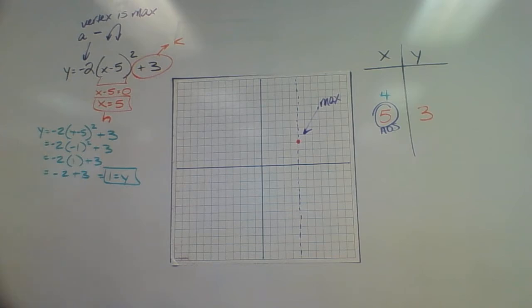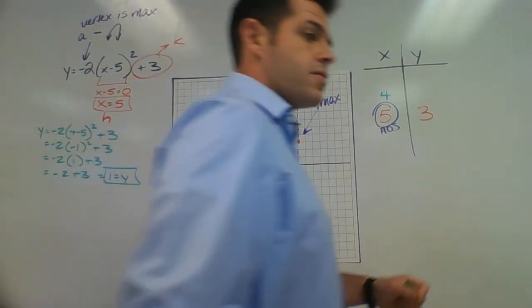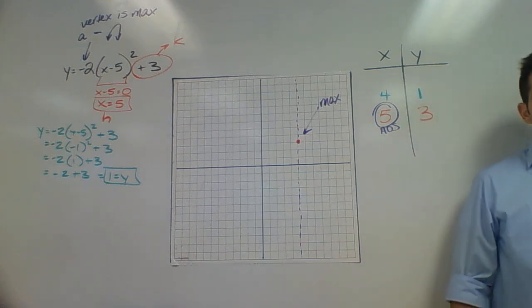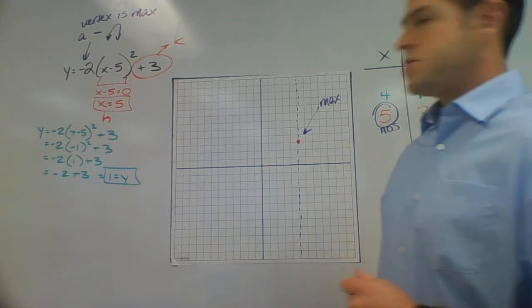So my x value is 4. I figured out that when my x value is 4 for this function, my y value would be the number 1. I'm going to go ahead and put that over there in my table of values. Go ahead and graph the picture here. We have 4, 1 right there.